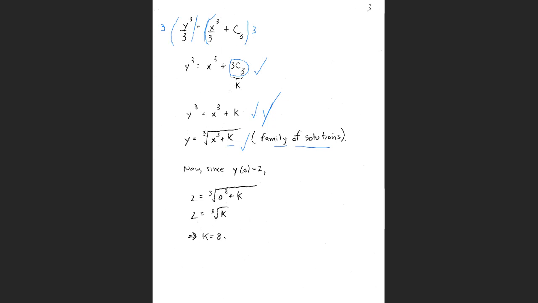And so what we do is we say, all right, well, y of 0, we're given that equals 2. That's a restriction on our solution. So that means then we can uniquely find the solution for this differential equation. 2 is equal to y, x is equal to 0. 2 will equal the cube root of 0 cubed plus k, so 2 is the cube root of k, hence k is 8.